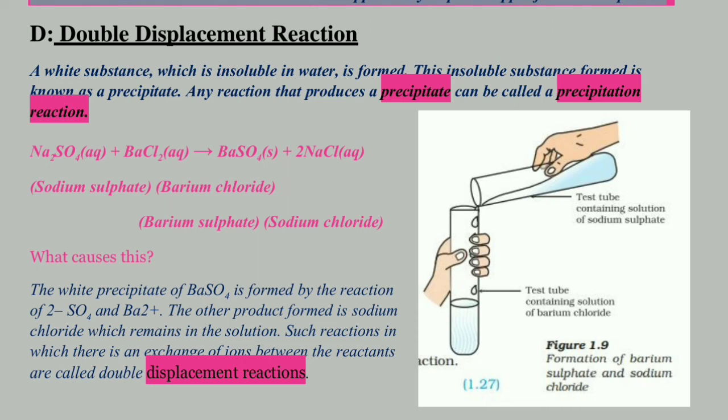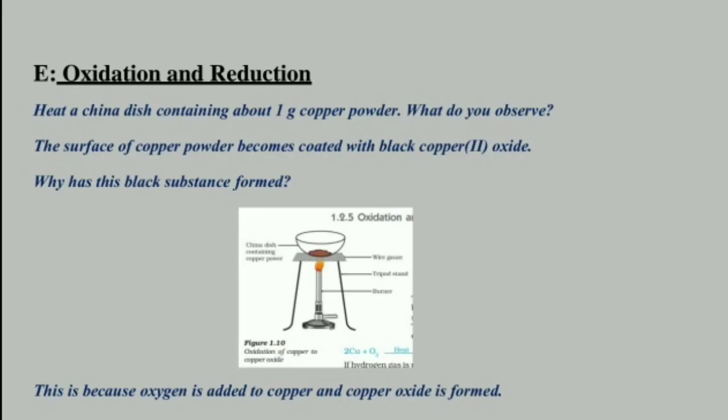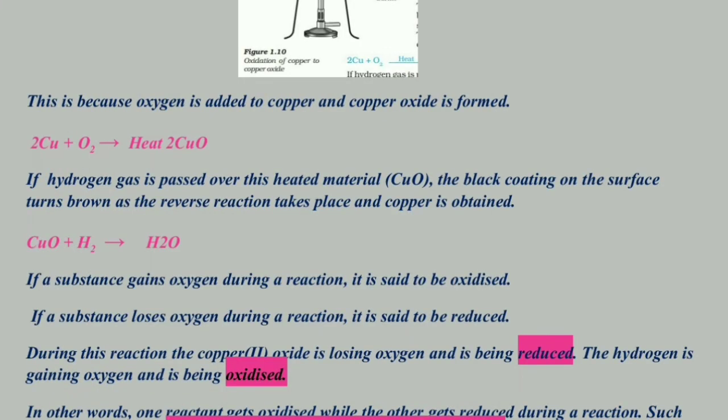Okay, now the next one is oxidation and reduction. Heat a china dish containing about 1 gram of copper powder. What do you observe? The surface of the copper powder becomes coated with black copper oxide. Why has this black substance formed? This is because oxygen is added to copper and copper oxide is formed. For example, the reaction 2Cu plus O2 makes 2CuO in the presence of heat.